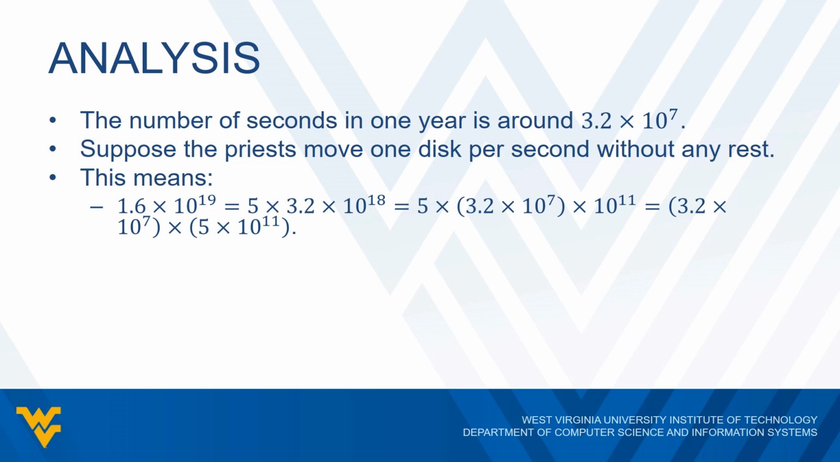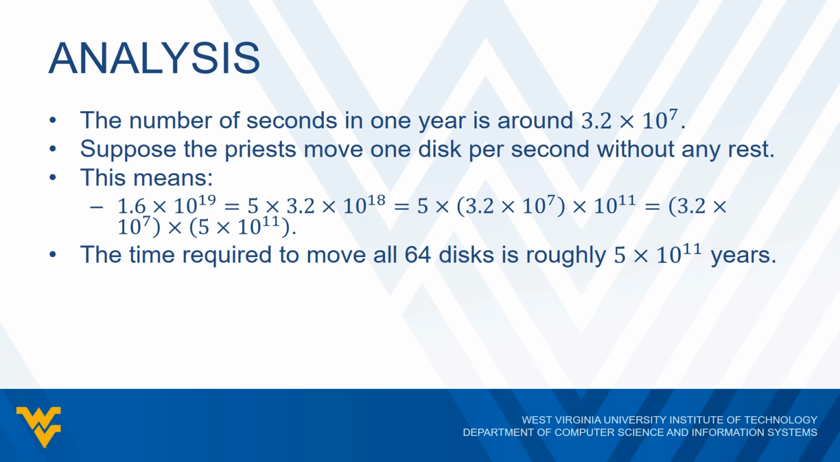So this actually turns out to be 5 times 3.2 times 10 to the 7 times 10 to the 11th. Then we'll move the 5 over. So we get 3.2 times 10 to the 7 times the quantity of 5 times 10 to the 11th. So what that means is the time to move all 64 disks is about 5 times 10 to the 11th power years. Okay? That's a long time.